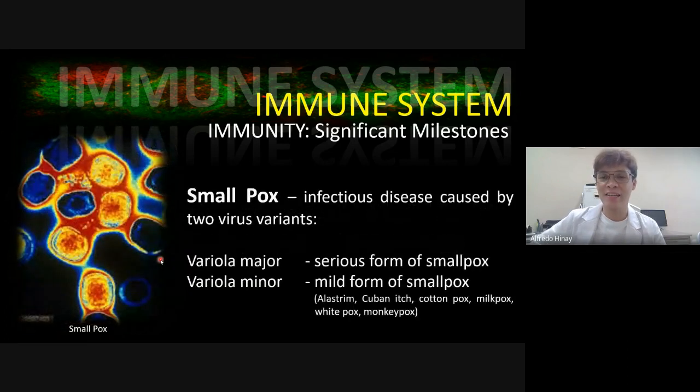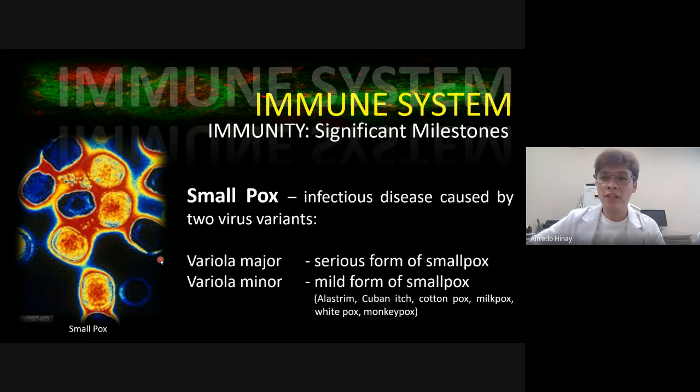For smallpox, as I mentioned, I'll just give a short virology perspective. Smallpox is an infectious disease caused by two variants: you have your variola major and you have your variola minor. The difference between the two is based on the manifestations. For example, variola major is the serious form of smallpox, and variola minor is the mild form. Smallpox is a DNA virus complex, and they're under Baltimore's classification group number 1. We will discuss the Baltimore classification when we get to the virology course.